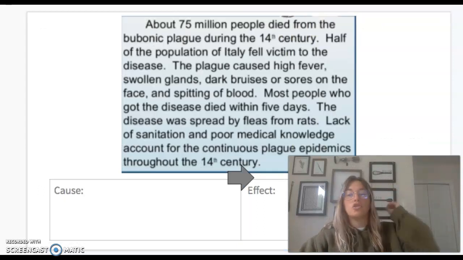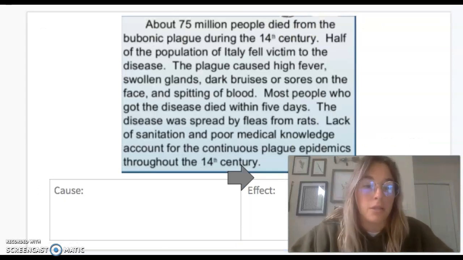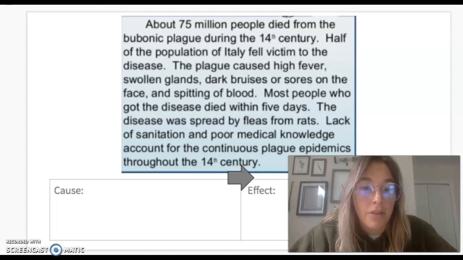Next, another short excerpt. This is a short excerpt that talks about the bubonic plague in the 14th century. So about 75 million people died from the bubonic plague during the 14th century. Half of the population of Italy fell victim to the disease. The plague caused high fever, swollen glands, dark bruises or sores on the face, and spitting of blood.